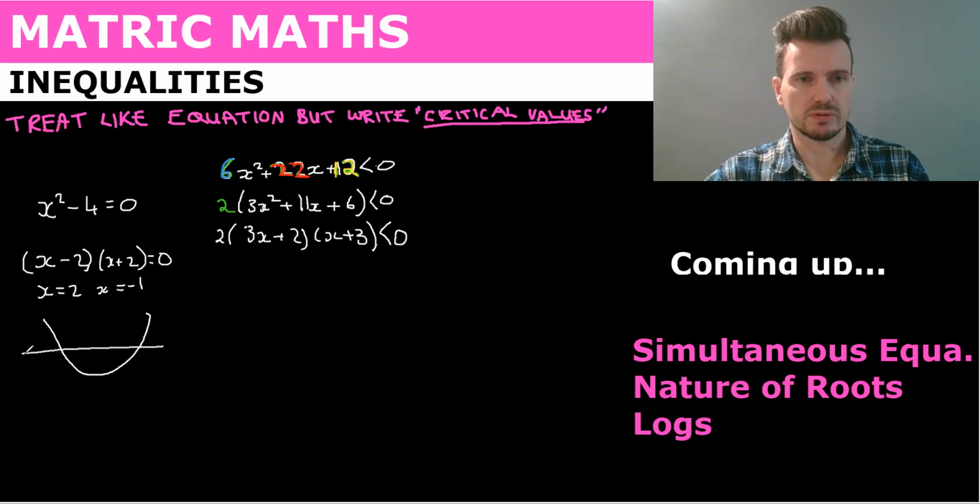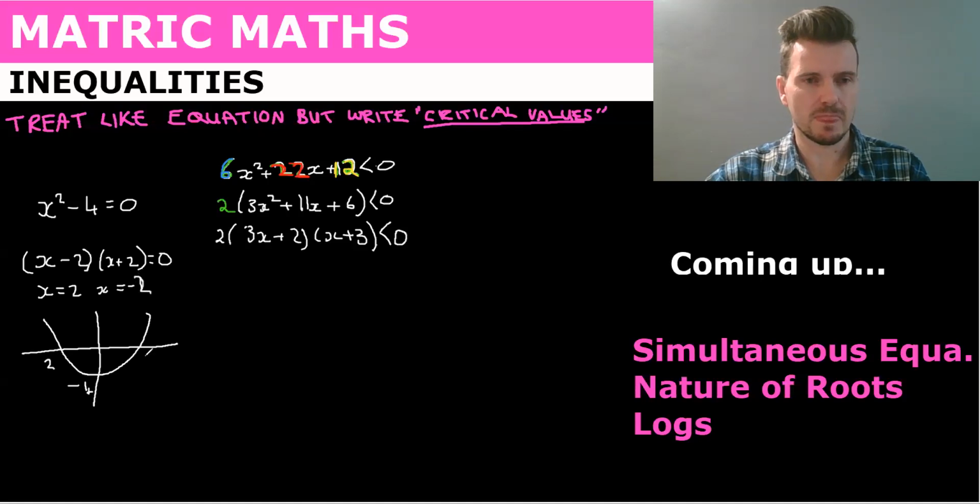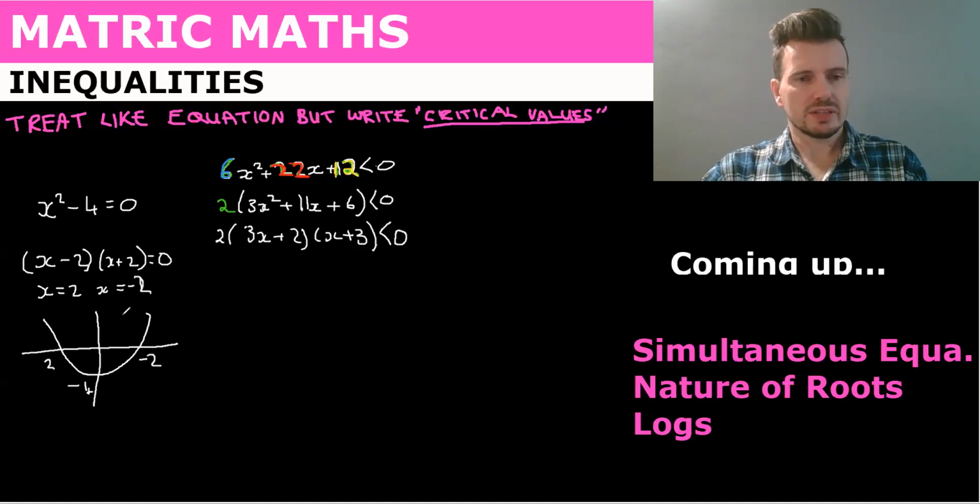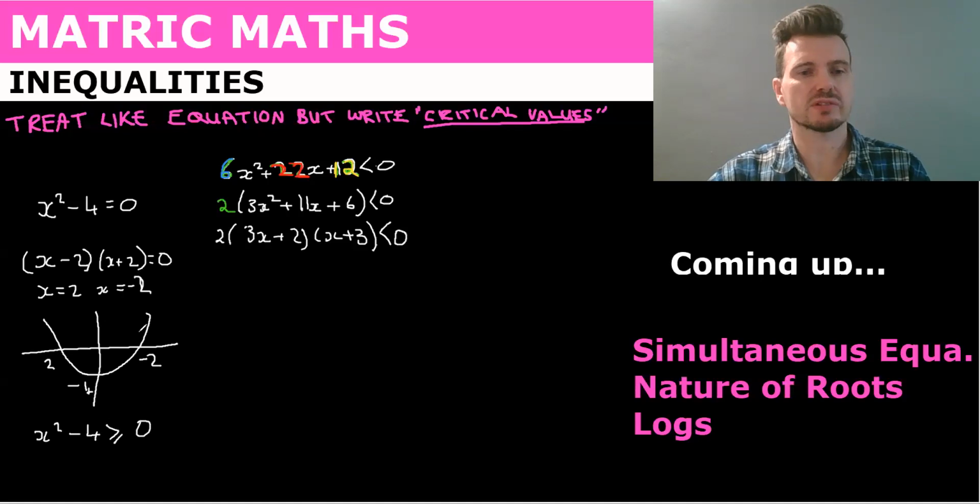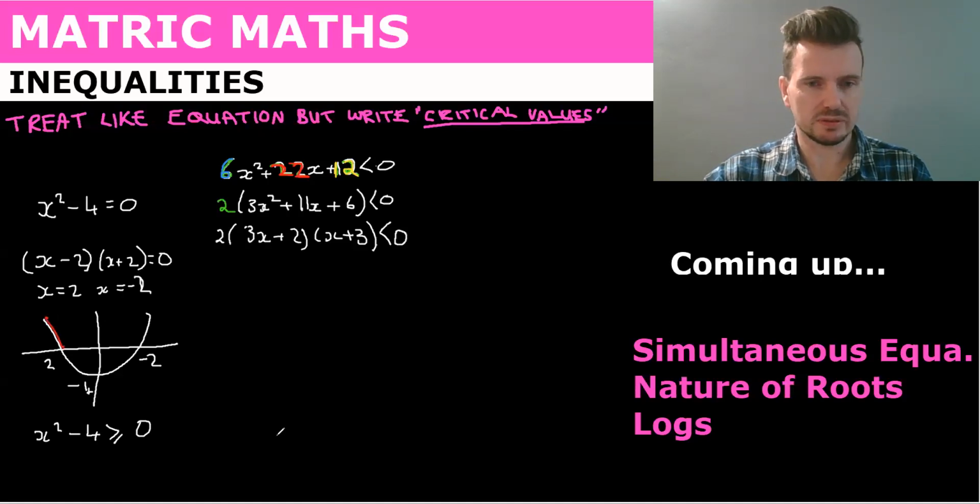And we get a y-intercept of minus 4. So minus 4, and 2 and minus 2. Okay, so let's say we had the question x squared minus 4 greater than or equal to 0. What that means is, where is this graph bigger than 0? When we look at it, we see that it's greater than 0 over here and over here.